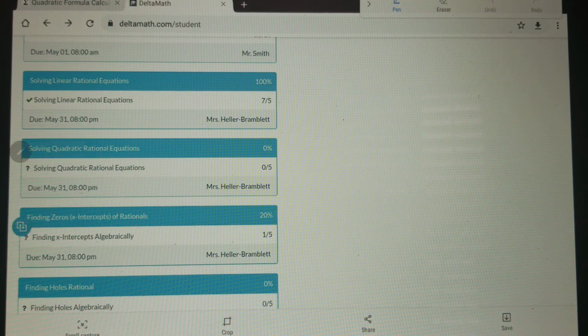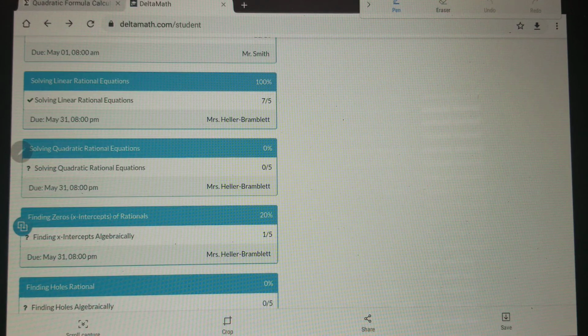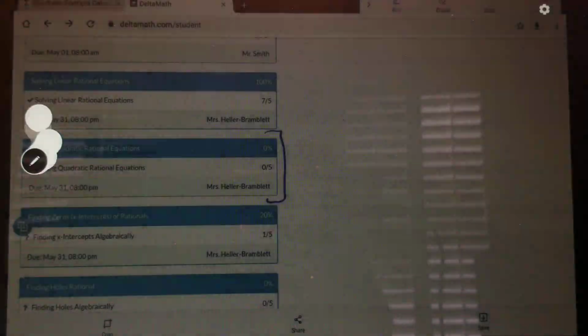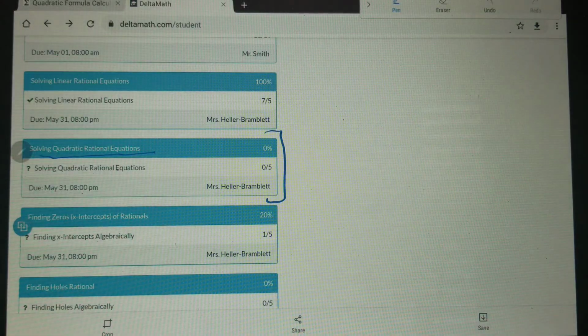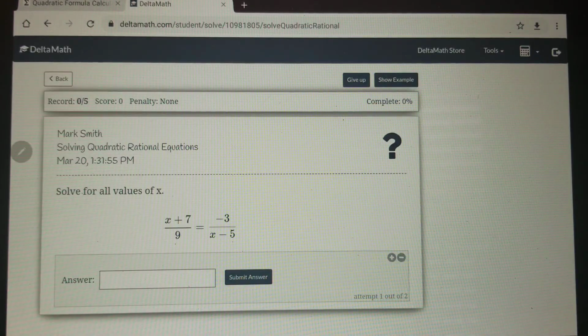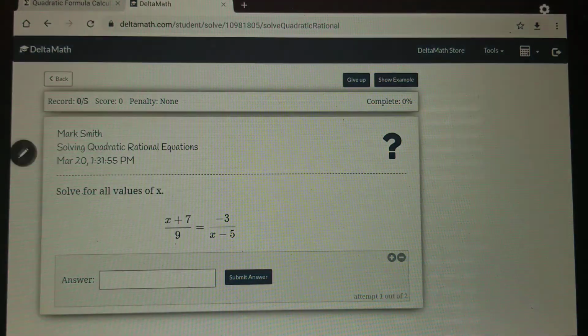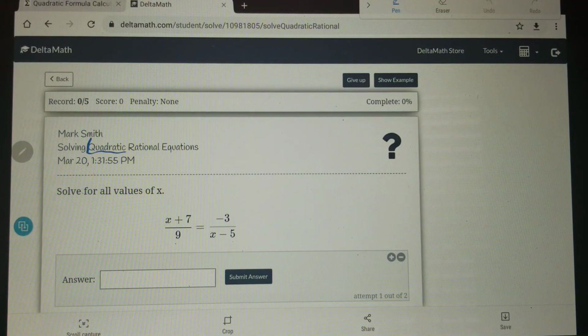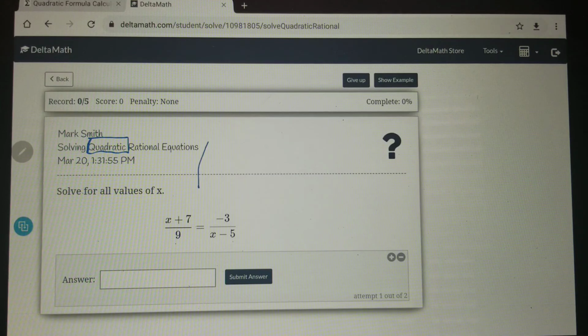Hi everyone, this is a tutorial on how to solve problems in this assignment, solving quadratic rational equations. So let's go to that assignment. The first thing you'll notice is that the problems in this assignment look like the problems in our previous assignment with linear, except these are going to be quadratic equations. So the first thing we see is that we are going to have to cross multiply to solve these.